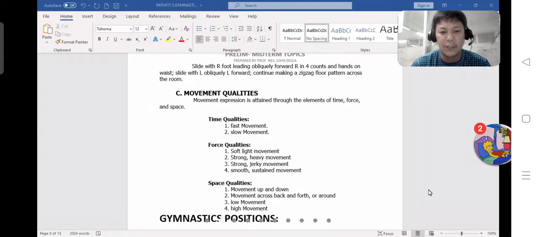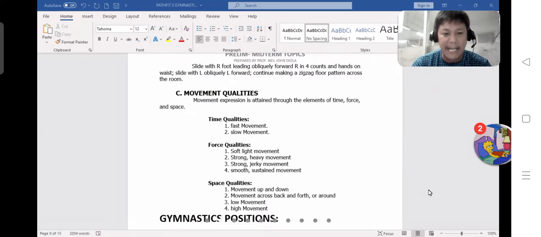Okay, so we have the strong and jerky movement. When we talk about jerky, it's all about twisting and other sudden, non-moderate movements. That is what we call strong and jerky movement.